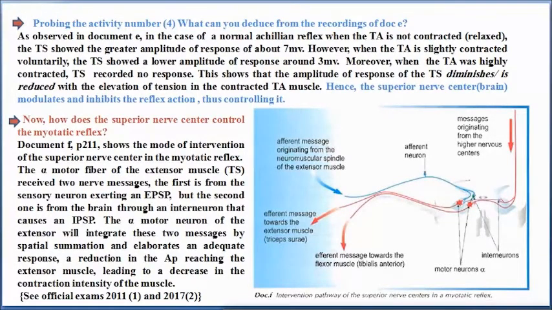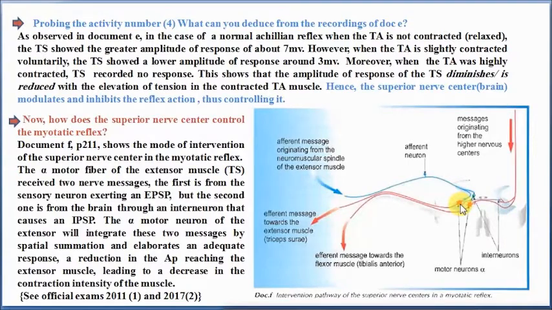So here, when the flexor muscle, the TA, is slightly contracted voluntarily, the alpha motor fiber of the TS, of the extensor, is receiving two messages as we had explained previously. One excitatory from the afferent pathway, and the other inhibitory, which is coming from the superior nerve center, via a polysynaptic pathway. Now this alpha motor neuron, as we have explained, is going to integrate the two messages, the EPSP and the IPSP, by spatial summation.